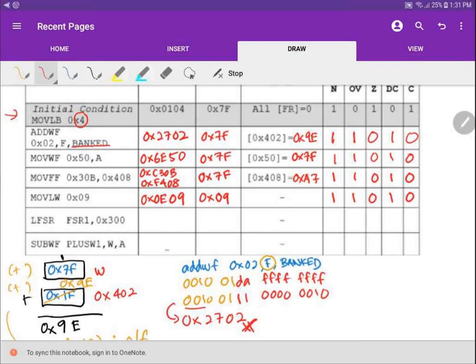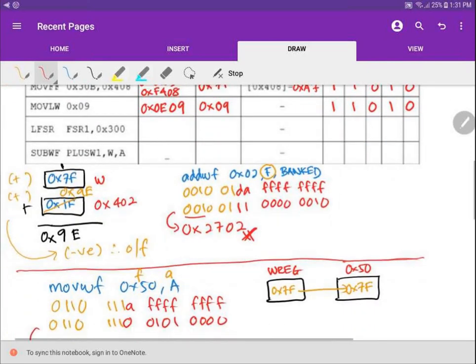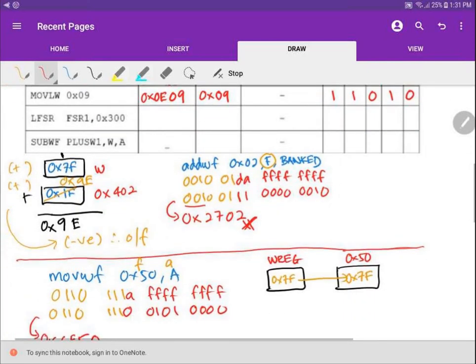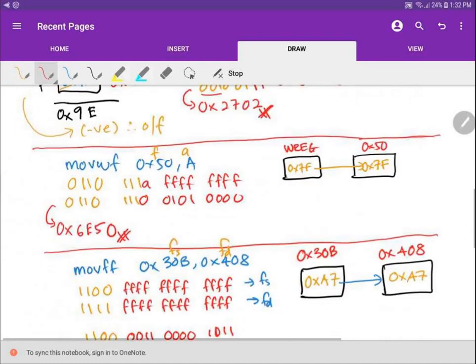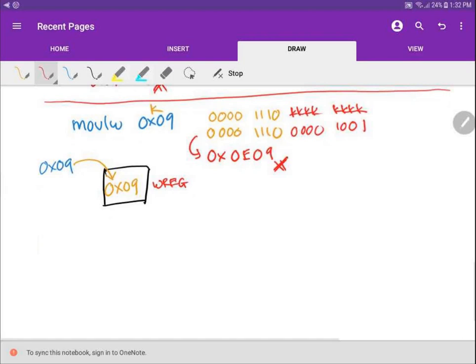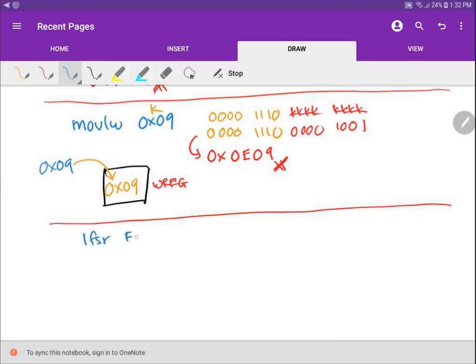Now here we have LFSR, something which we learned recently, and plus W, so it'll be a good exercise for us to do as well. So this is LFSR FSR1 hex 300. Now LFSR is also a 32-bit instruction.